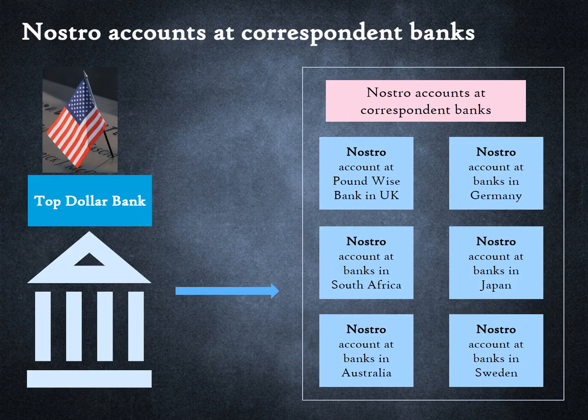Consider Top Dollar Bank that maintains Nostro accounts in local currencies with different correspondent banks. In our earlier example, what if Poundwise discovered on receiving the SWIFT message there were insufficient funds in Top Dollar's Nostro account? To avoid such situations, Top Dollar Bank has to purchase foreign currency and keep all its Nostro accounts funded. How does that process work?